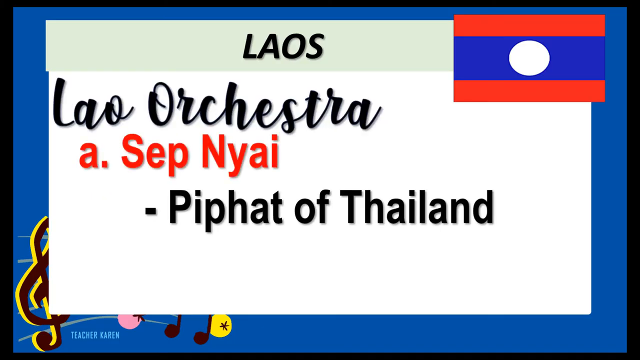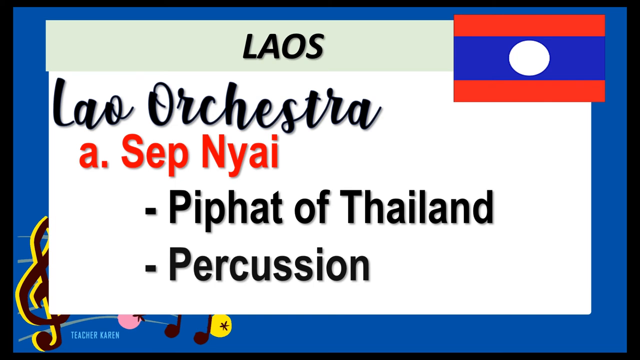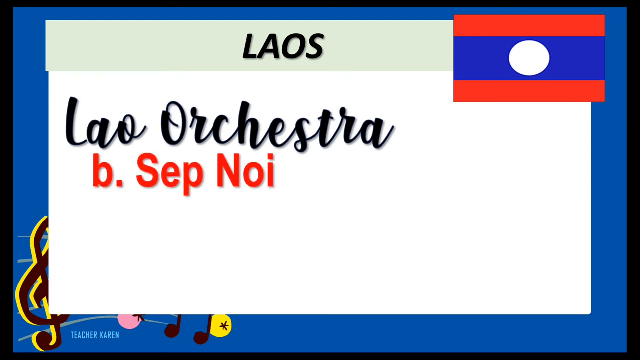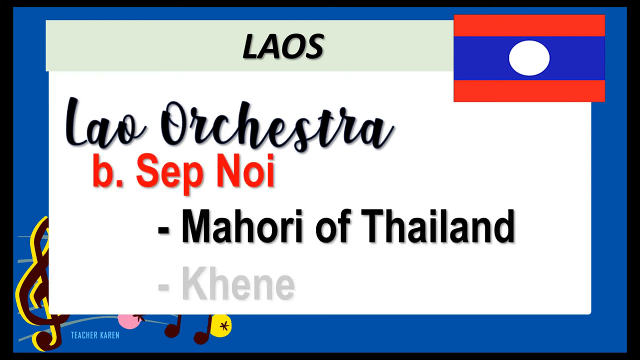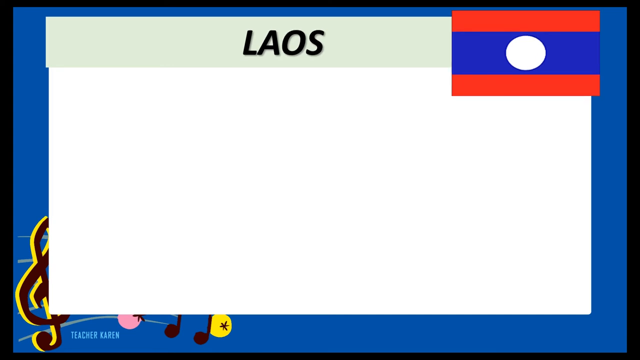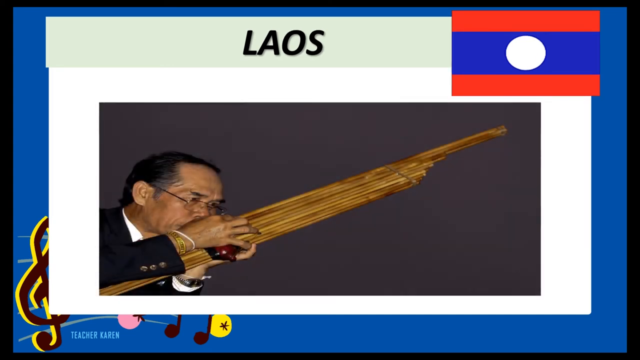Sepnyai is similar to the Phifat of Thailand, with instruments that are strictly percussive but also integrates the use of an oboe. While Sepnoy is also known as the Mahori of Thailand, it incorporates the use of several kene, which is a large bamboo mouth organ and is the most popular folk music instrument of Laos. The kene that I'm talking about is like this. This is an example of an aerophone or wind instrument.